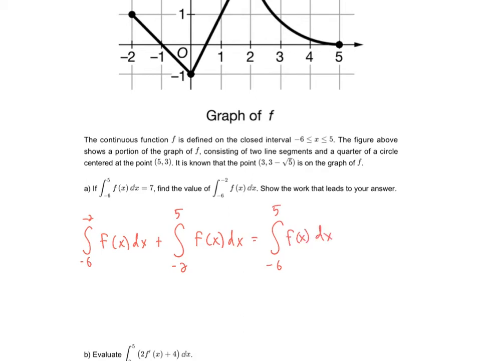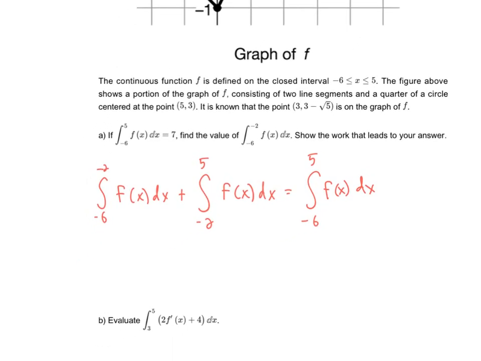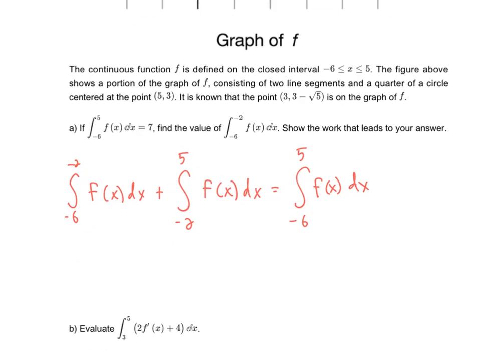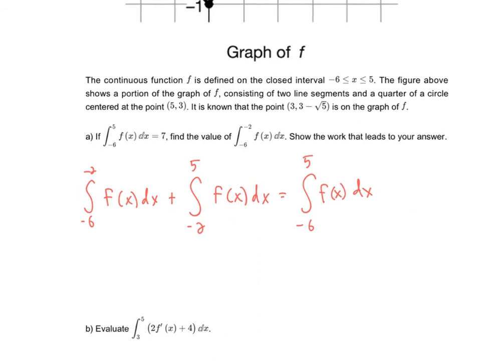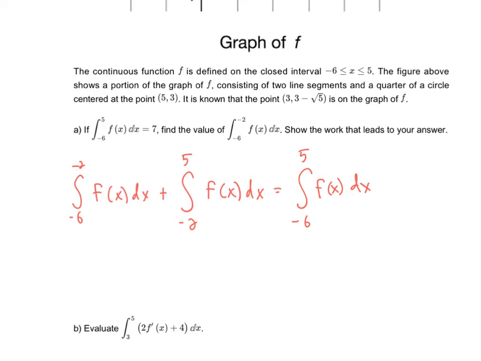Like that. Right, this goes from -6 to 2, from 2 to 5. This goes from 2 to 5, so that's the whole thing from -6 to 5. Right, -6 to -2, -2 to 5, and that's the whole thing. Okay, so we're given that negative 6 to 5, that's the right hand side. This whole thing equals 7.